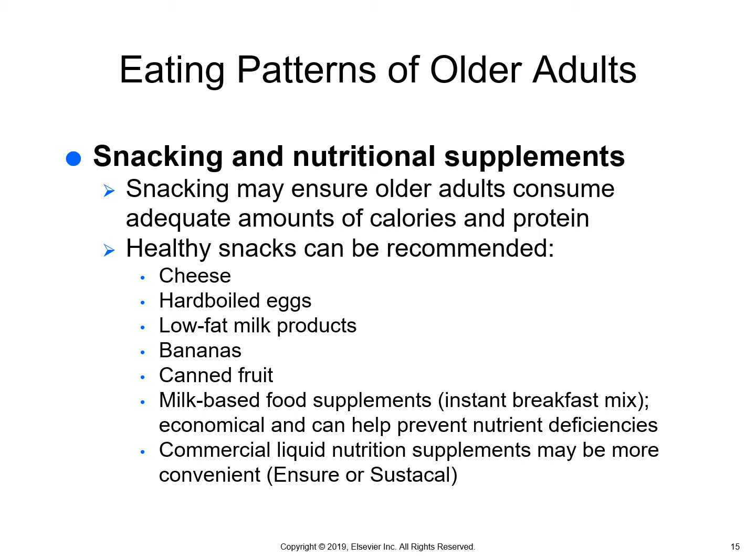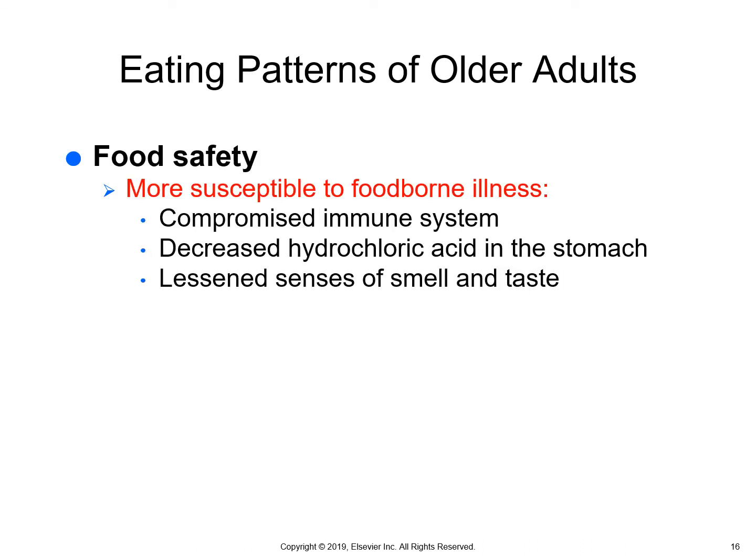Milk-based food supplements such as instant breakfast mixes can be economical and help prevent nutrient deficiencies. They also make a lot of the Ensure and Sustacal commercial liquid nutritional supplements that are more convenient for patients too. They can be costly, but they're handy because it's just in a bottle. You can get chocolate flavored, vanilla, banana. They pull them out, open them up, and drink them, and they're getting their protein, they're getting their vitamins and things like that. So those can be a wonderful suggestion as well.